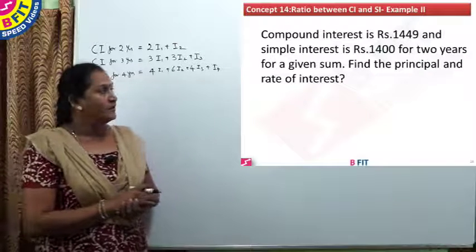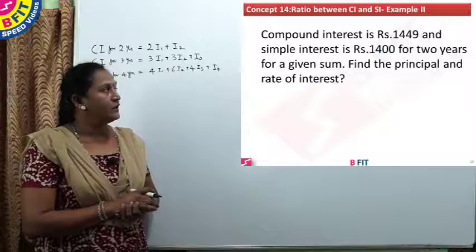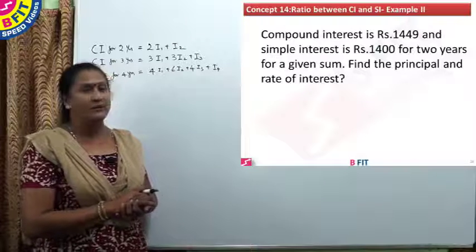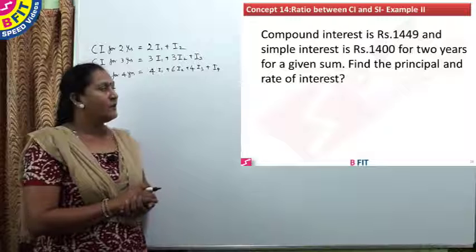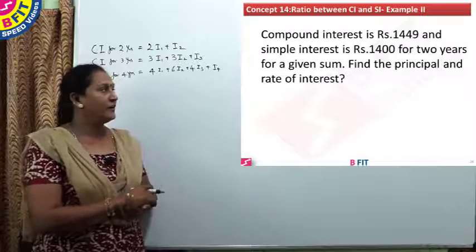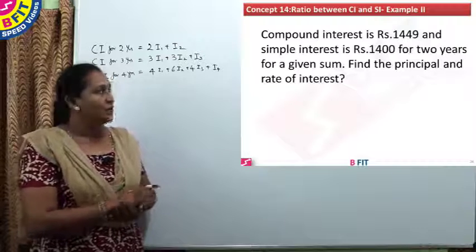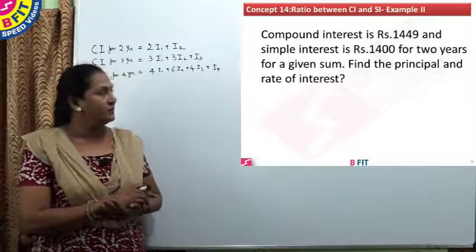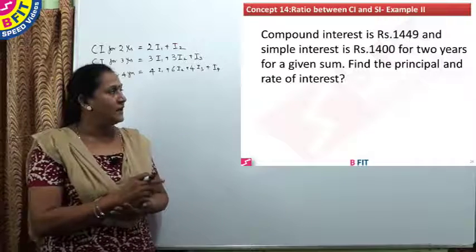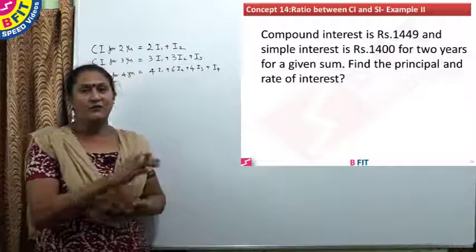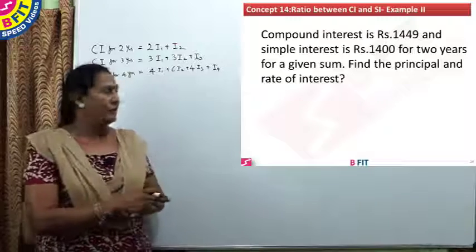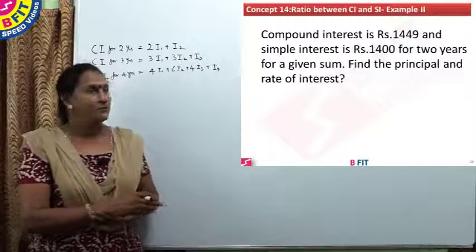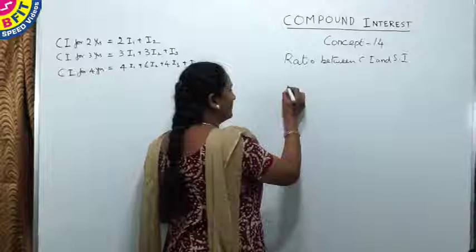Compound interest is rupees 1449 and simple interest is rupees 1400 for 2 years for a given sum. Find the principal and the rate of interest. So in this question, compound interest is given and simple interest is also given for 2 years, and you are asked to find the principal and the rate of interest. As it is for 2 years, we can use the ratio and find the rate, and then we can find the principal also. We'll see the working.